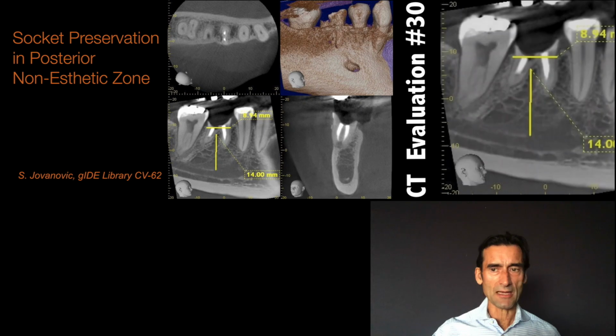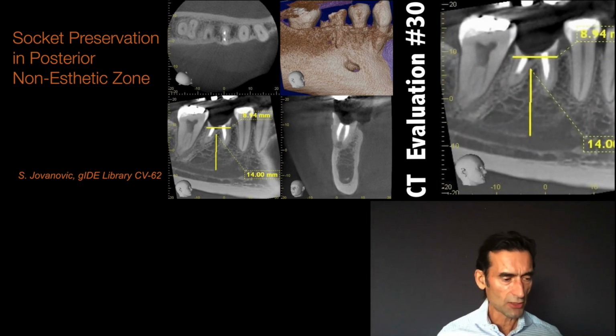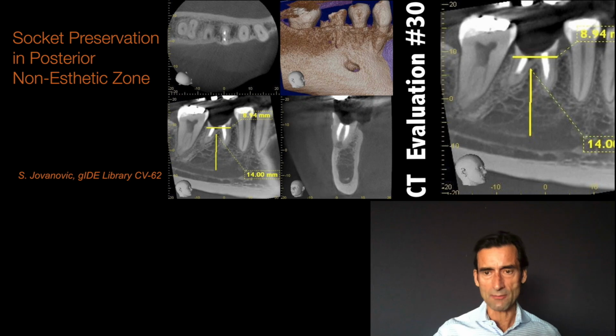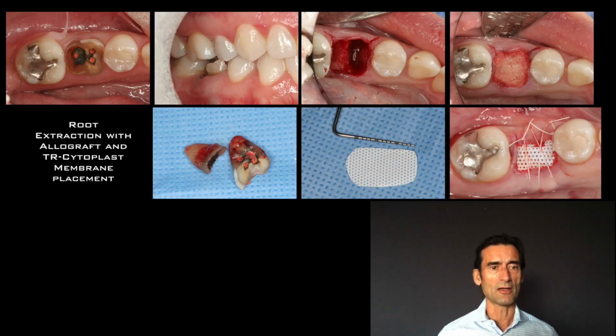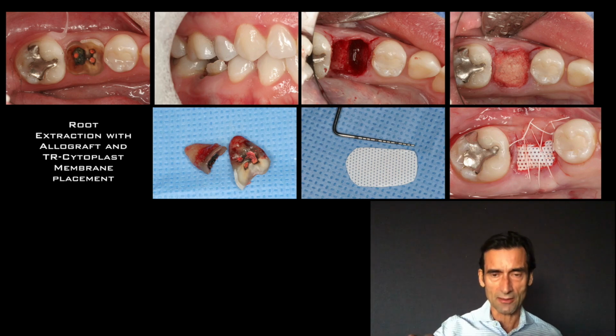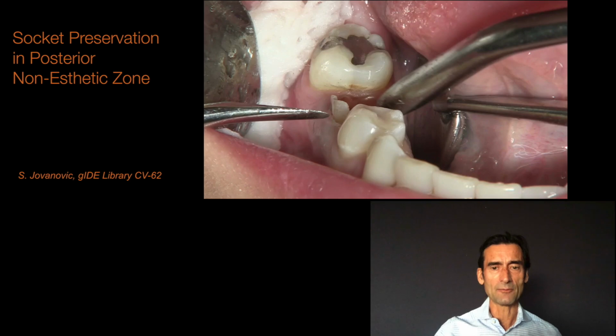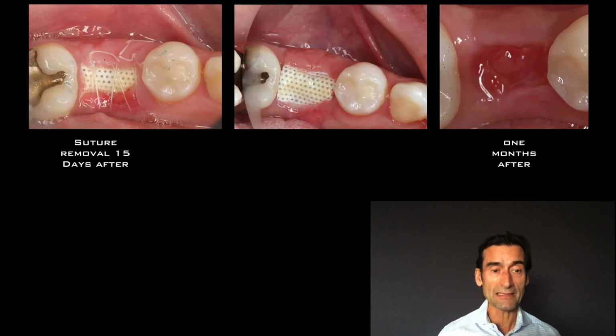Here, a very similar case. So this is really standard treatment in my practice. Patient lost this molar. We had to remove it. So you can see the removal of the mandibular molar. Same scenario as for the maxilla. I placed here a mineralized allograft, placed the cytoplast, tunneled it under the buccal, tunneled it under the lingual, and then you can see the healing.